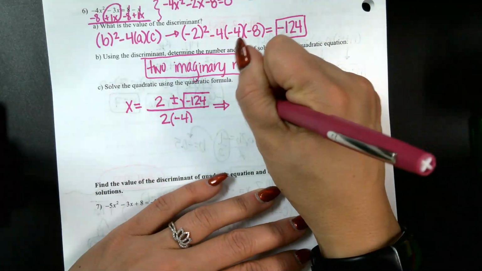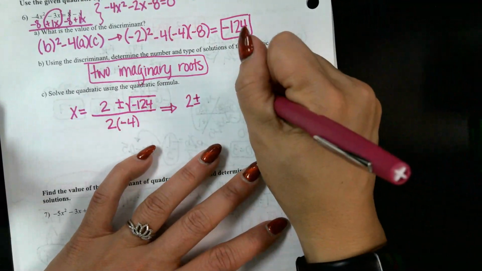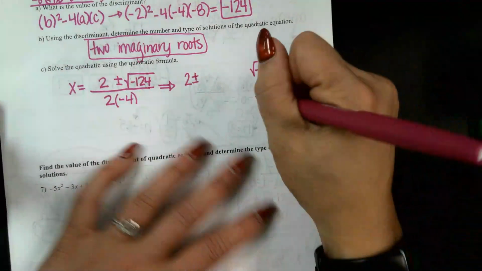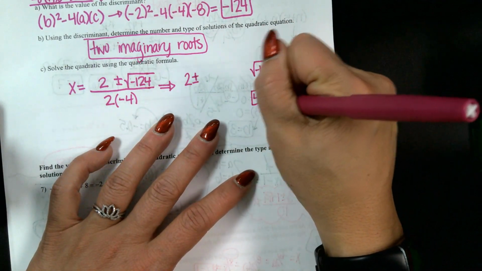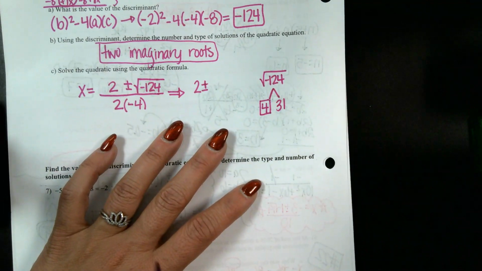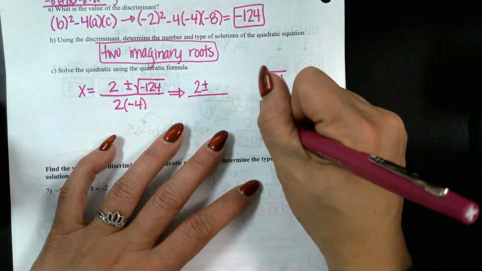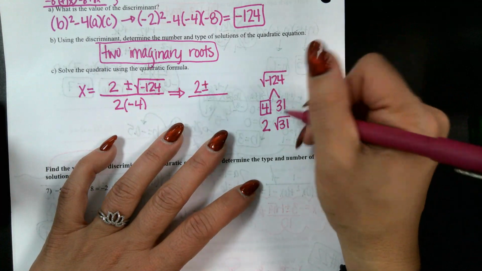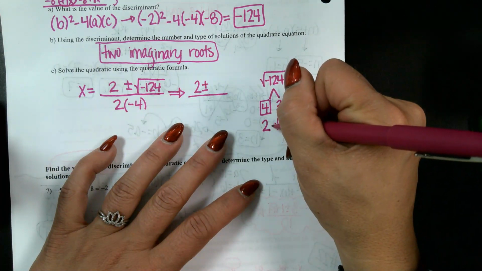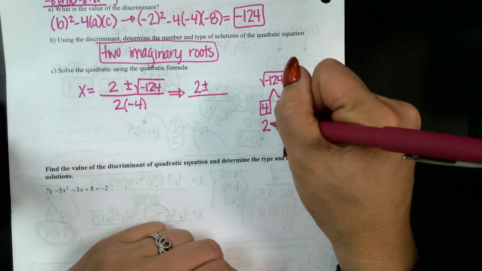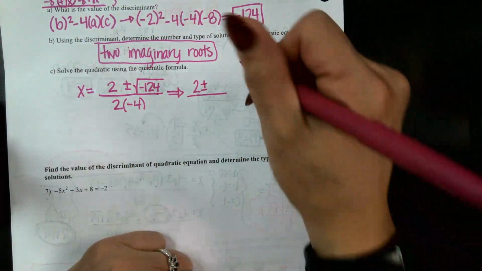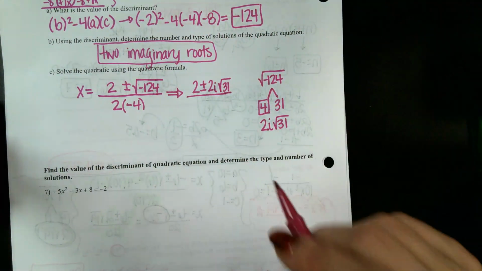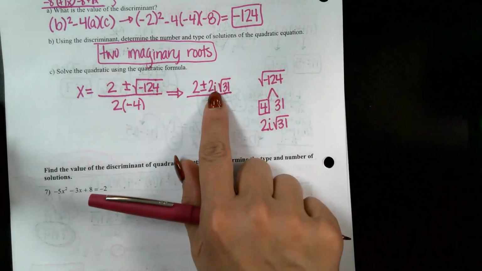Does 124 break down? Oh, I bet it does. 4 and 31, right? What's the square root of 4? So a 2 will come out. The 31 is going to stay in, but what else do I have to attach to that 2? The i, because this was a negative. So we're going to have 2i radical 31. You can't leave out that i. If you have a negative under the radical, your answer should have an i in it.